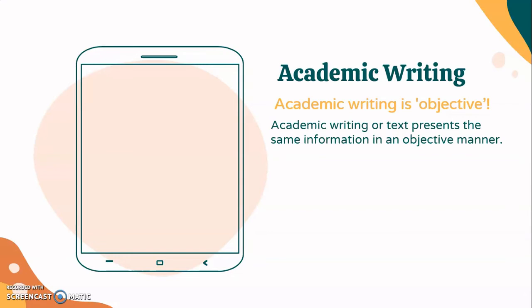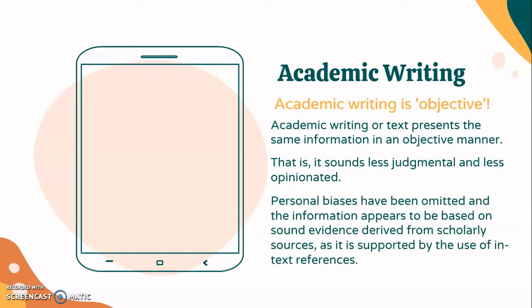So that means academic writing or text presents information in an objective manner. That is to say, it sounds less judgmental and less opinionated. Personal bias has been omitted, and the information appears to be based on sound and credible evidence derived from scholarly sources, as it's supported by the use of in-text references too.